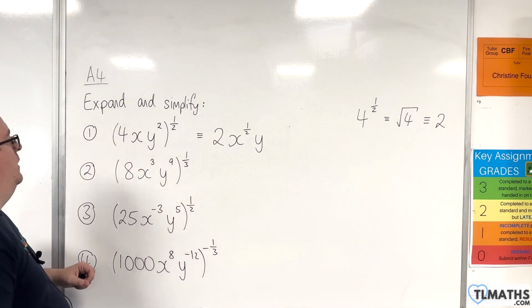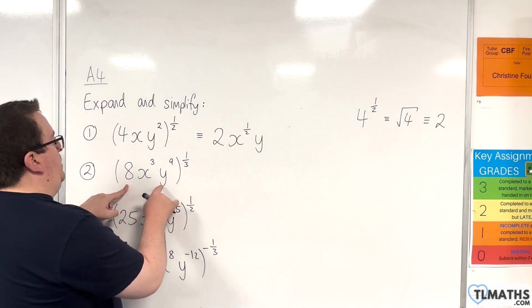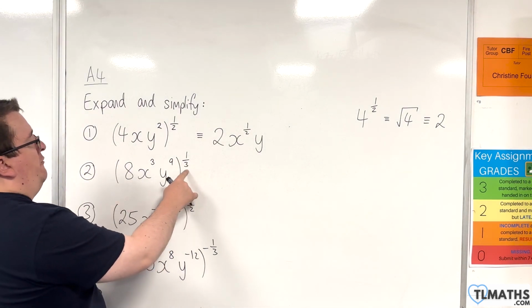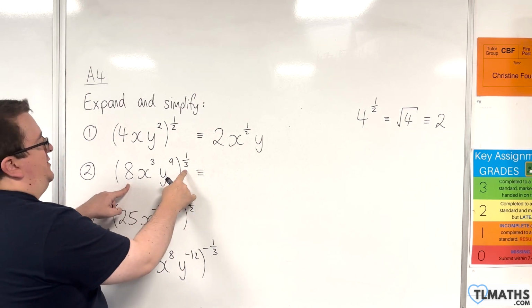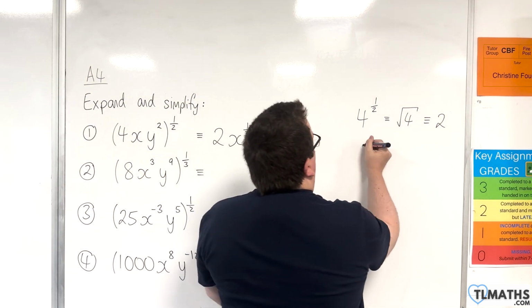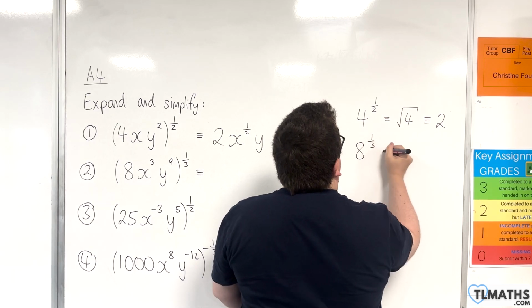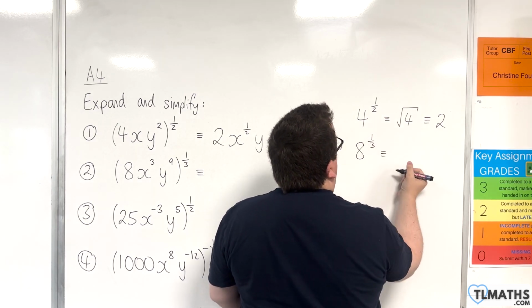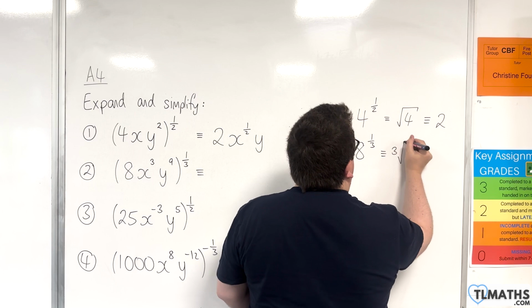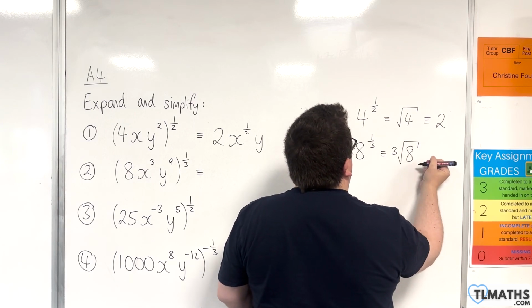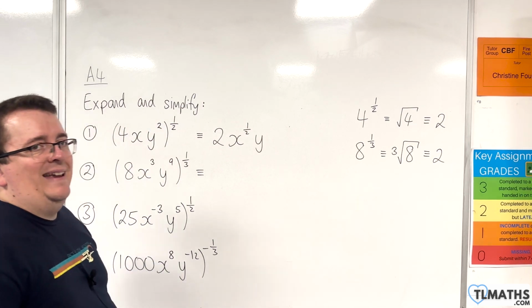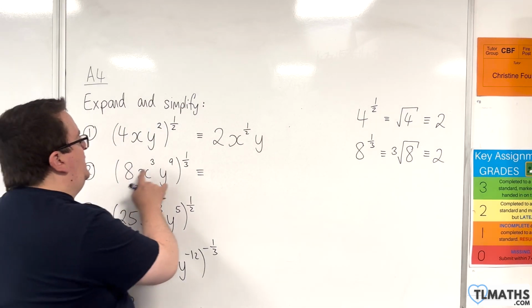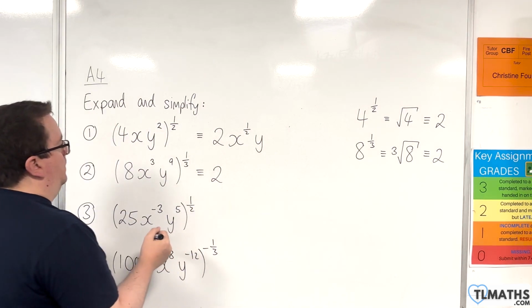Number 2, we have 8x cubed y to the 9, all to the power of 1/3. So first of all, we need to understand what 8 to the 1/3 is. So 8 to the 1/3. So if we have 1/3 as the power, that is the cube root of 8, which is 2. 2 times 2 times 2 is 8. So 8 to the power of 1/3 is 2.